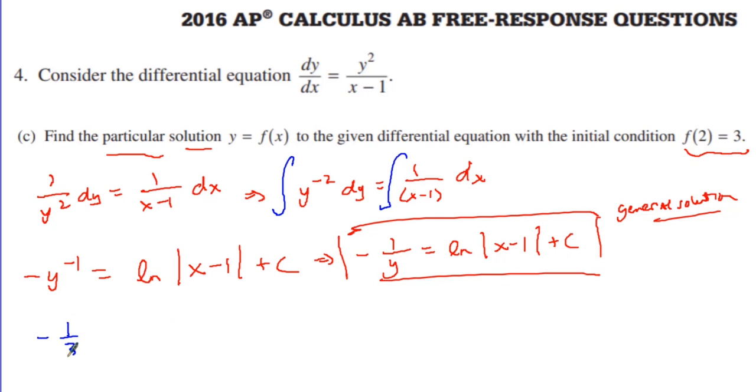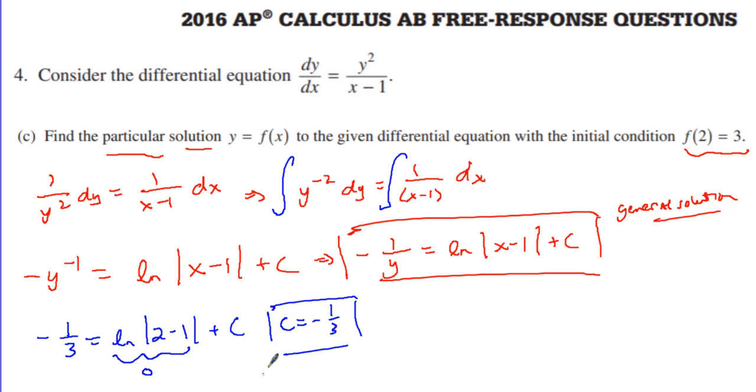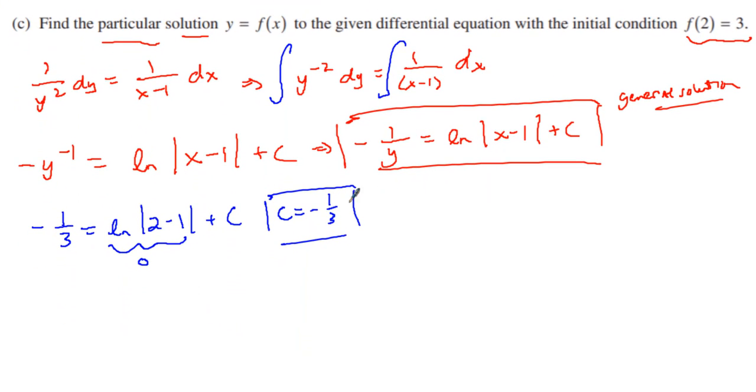So negative 1/3 is equal to natural log of 2 minus 1 plus c. Natural log of 1 is equal to 0, which means c is equal to negative 1/3. So I know what c is right away. You can see I'm boxing the things that are very, very important as I go along, which means I know that negative 1 over y is equal to natural log of x minus 1, the absolute value, minus 1/3, isn't it?